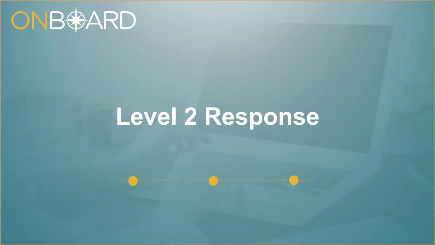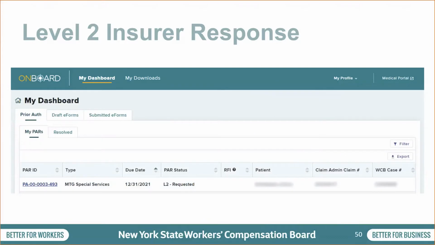Next, we will navigate the Level 2 reviewer responding to the Special Services PAR. After the workload administrator assigns the PAR, the Level 2 reviewer will receive the new PAR in their My PARs tab. The new item will be bold. The PAR status will be L2 requested.